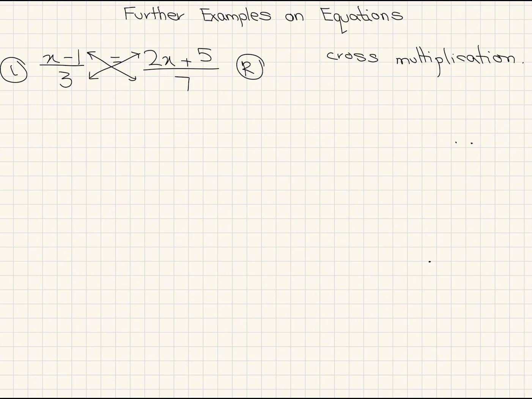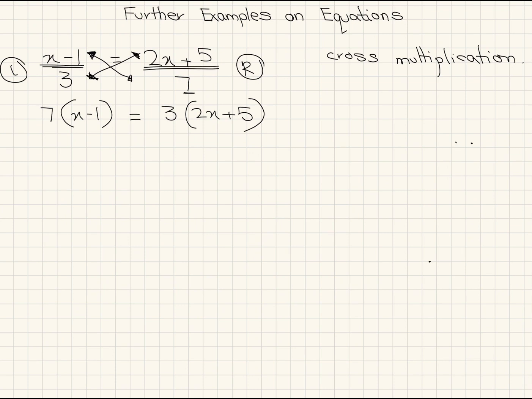What does this mean? So the cross, the arrows that point towards each other, they multiply with each other, which basically means the 7 will multiply with x minus 1. Let's do that. So 7 multiplied by x minus 1 equals this 3, this arrow multiplies with whatever arrow is here. So it's going to be 3 multiplied by 2x plus 5. Okay, now we've gotten rid of the fractions.